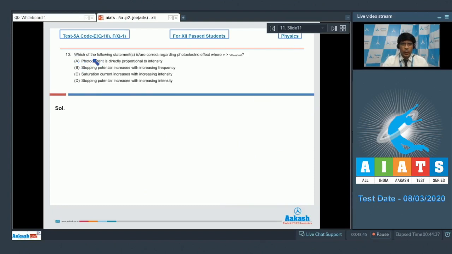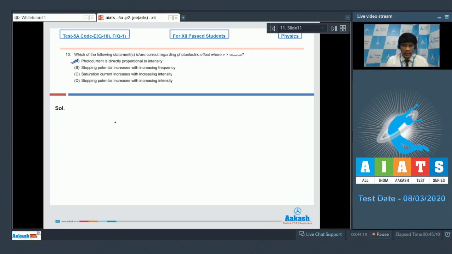Here in question number 10, which of the following statements are correct regarding the photoelectric effect where nu is greater than nu threshold? Nu threshold is the threshold frequency, and the incident frequency is higher than the threshold frequency. So definitely there would be some photocurrent. Now, photocurrent is directly proportional to intensity. Higher intensity means a higher number of photons are incident, and so a higher number of photoelectrons would be ejected. So definitely the photocurrent will be on the higher side.